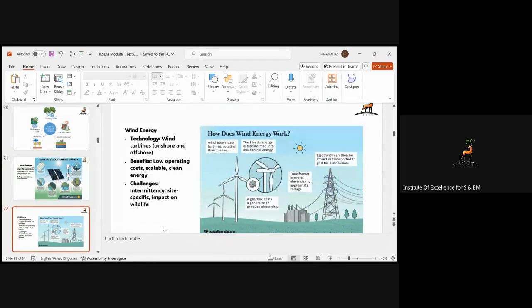Okay, so the next one is wind energy. What type of machines or technology are we using? So these are wind turbines. We can install them onshore or offshore. Okay, I'm going to discuss how wind energy works, and then I will discuss the benefits and the challenges.